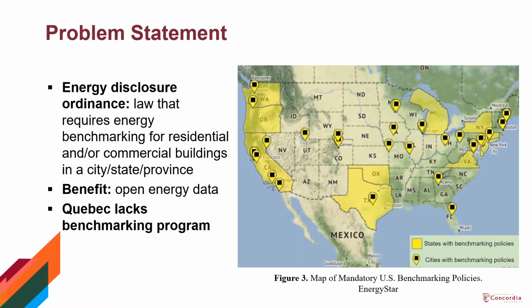One way to tackle building energy consumption is through energy disclosure ordinances. An energy disclosure ordinance is a law that requires buildings of a certain size and type to track and report, also known as a benchmark, annual energy use. This information is public in the hopes that benchmarking leads to improvements from building owners.